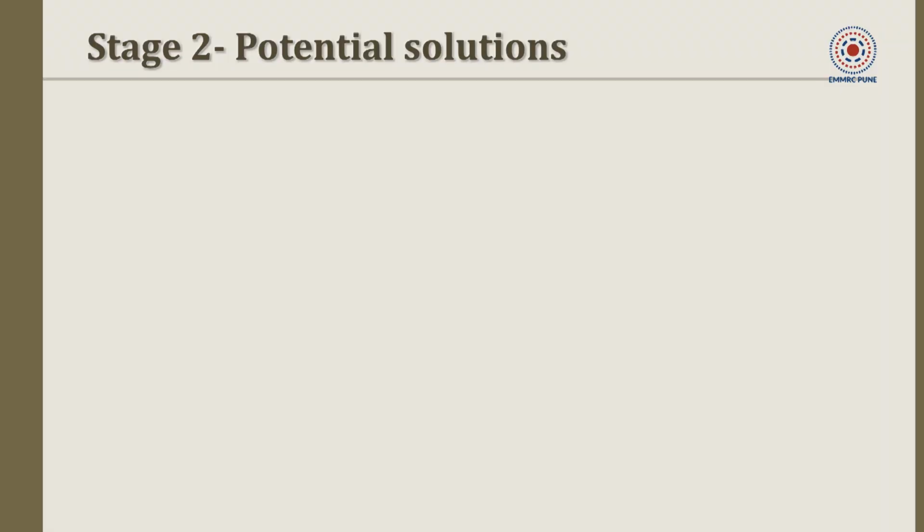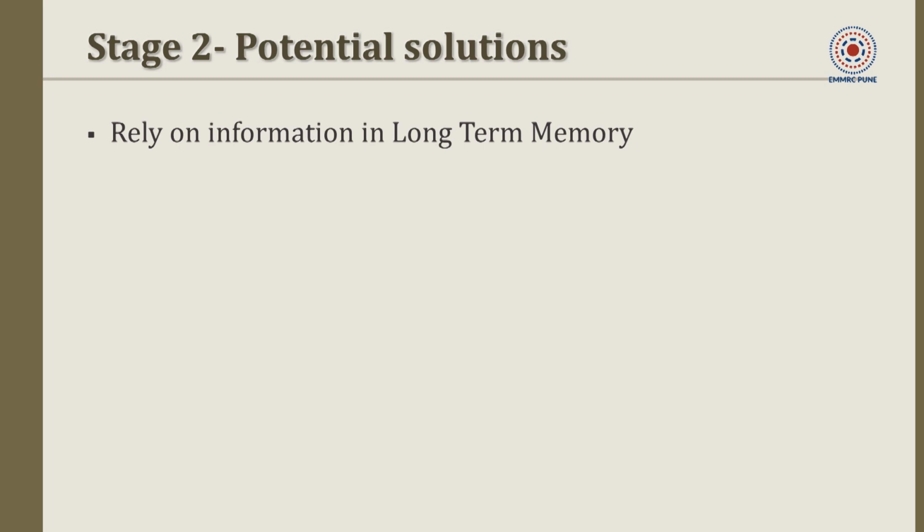Stage 2. Formulate potential solutions. Identifying the problem does not mean that a solution will immediately be found. The next stage is identifying potential solutions. This is an important stage and one that highlights how our cognitive processes are interlinked. In order to come up with probable solutions, we have to rely on information that is stored in our long-term memory. Since solutions to problems depend on the information we have at our disposal.